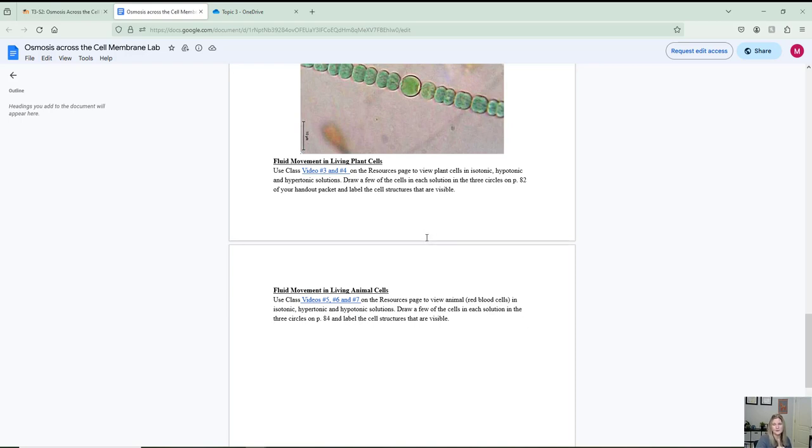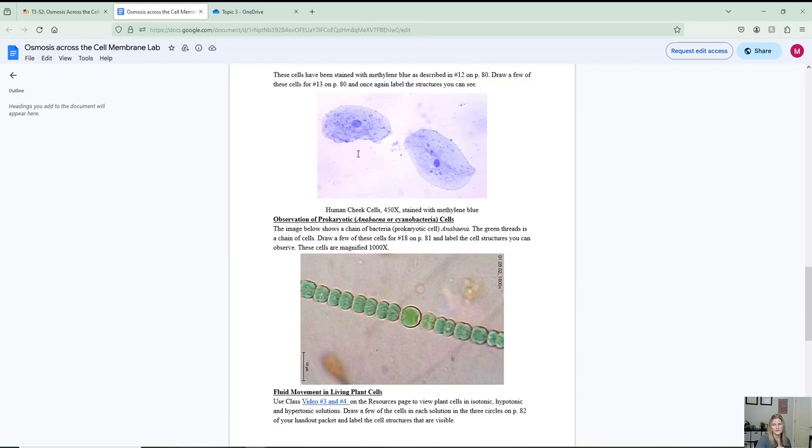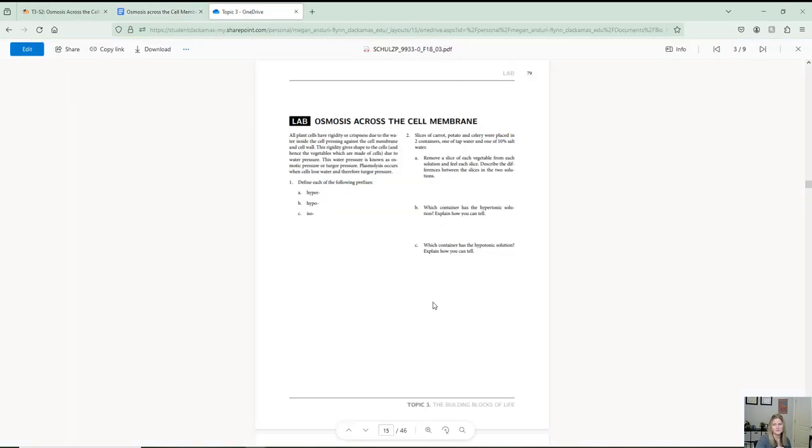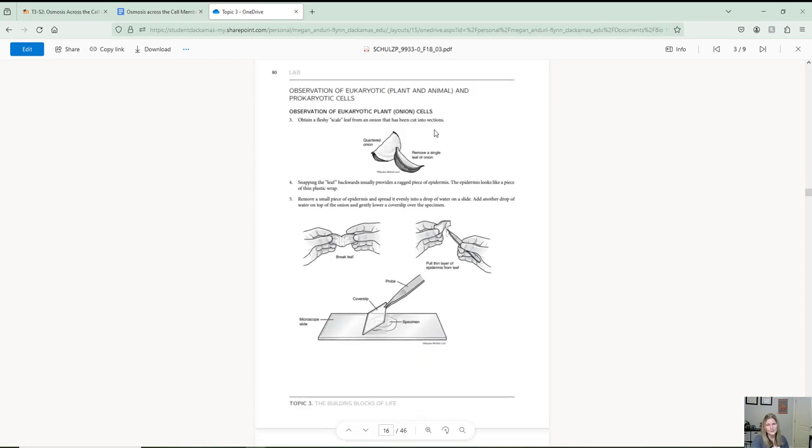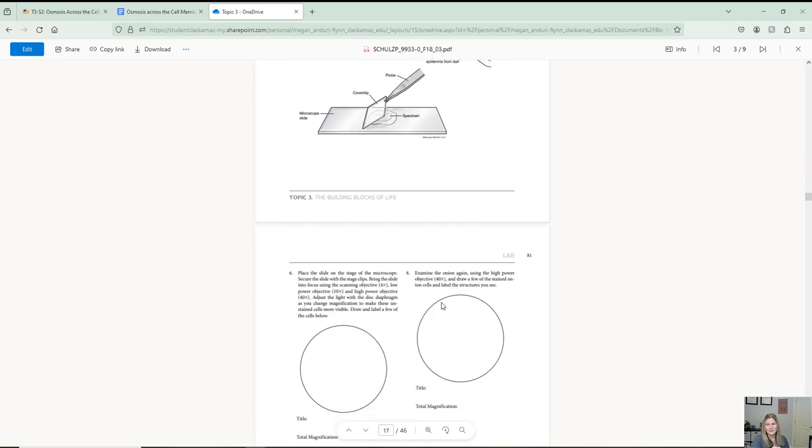Okay, so you'll be using these videos and these pictures and images to help you complete our osmosis across the cell membrane lab. So as far as the information, you're going to be starting out just by defining these prefixes, and then use the results from the pre-lab to answer question 2. Since we're not doing any preparation of looking at things under the microscope, you can skip page 80.